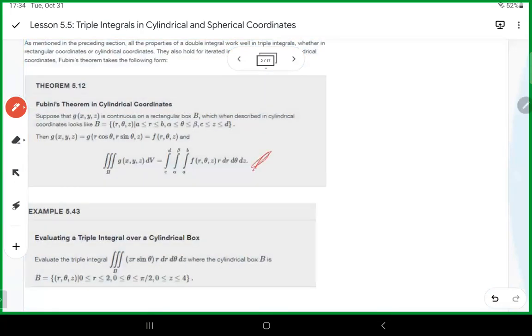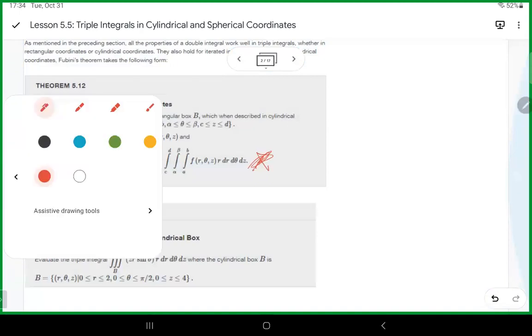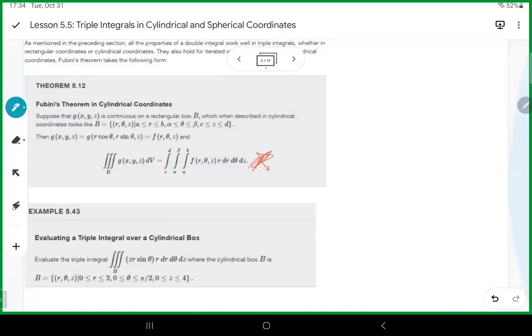So we are going to do this first example. You can probably bet that it has something to do with this theorem. So it says here, we want to evaluate the triple integral ZR sine theta R dr d theta dz, where the cylindrical box B is the following.